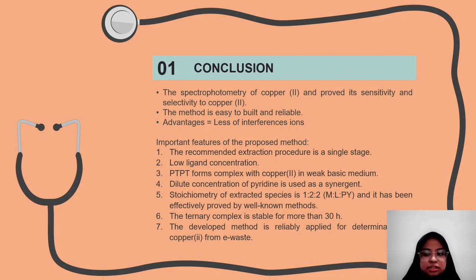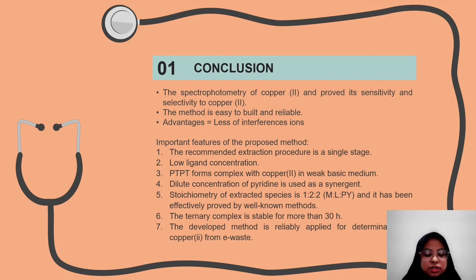This method has the advantage of less interfering ions, and it can be an alternative to instrumental techniques that can be used for the determination of copper-2 from real samples or e-waste. Several important features have been introduced for the analysis of copper-2 from e-waste. First, the recommended extraction procedure is a single stage. Second, low ligand concentration. Third, PTPT forms a complex with copper-2 in weak basic medium. Dilute concentration of pyridine is used as a synergent.